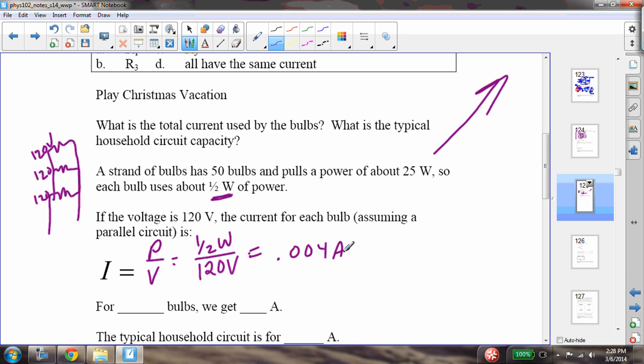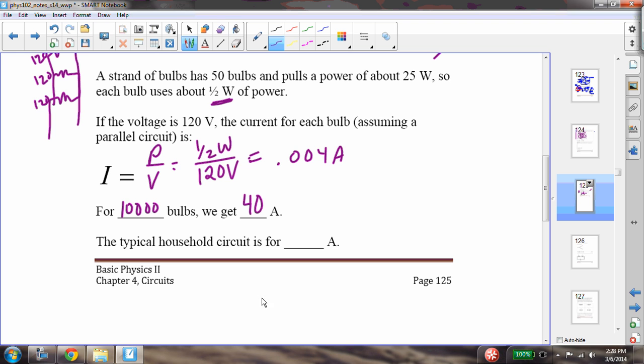Now if we had, say, 10,000 bulbs, which seems reasonable just from the looks of his house, then we get 10,000 times this, which is 40 amps. Now the typical household circuit, as we'll see a little bit later, has a maximum of about 15 to 20 amps. If you go into your circuit breaker and look at it, often on those switches, maybe on the top of the switch or off to the side, it'll tell you the current rating of the switch, and it usually says 15 or 20 amps.